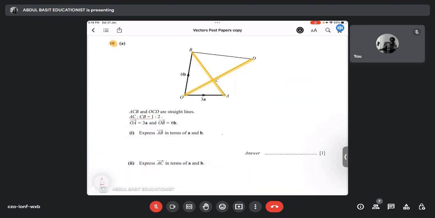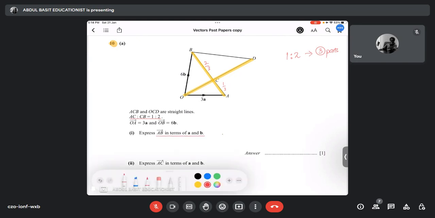Okay. According to this line, Noor, the ratio A to C and C to B is 1:2. So we know this ratio means that the total is three parts. Agree? Total are three parts. And AC is 1/3 and CB is 2/3. Is this clear, Noor? Now they say that express AB in terms of A and B.